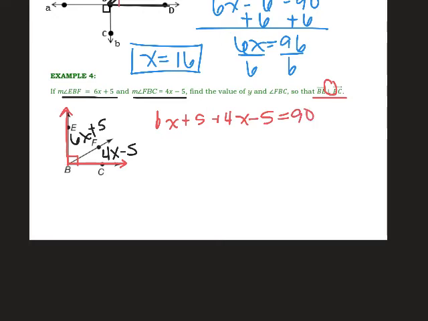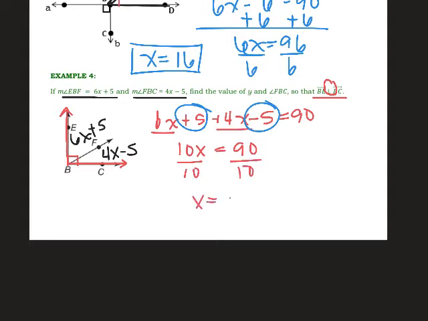So combining like terms, 6x plus 4x is how many x's? 10x. What is positive 5 minus 5? 0. So this should just equal 90. Divide by 10. X is equal to 9.